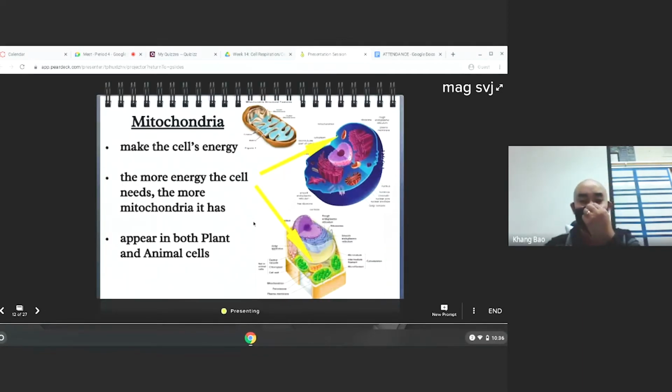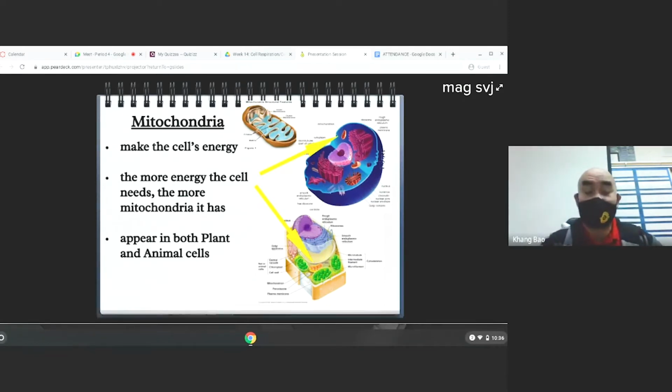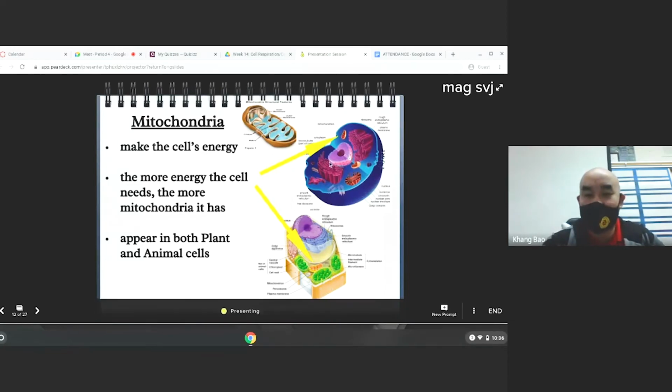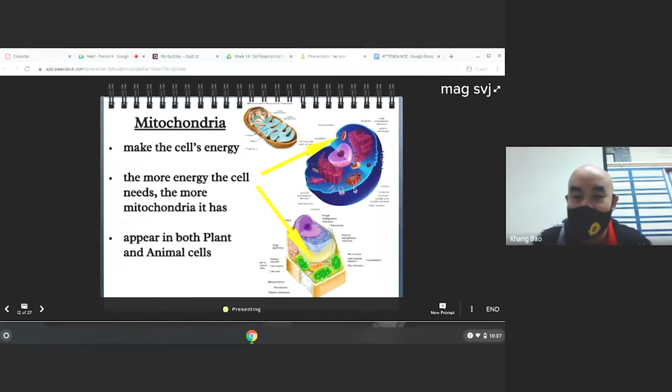The next organelle we want to talk about is called the mitochondria. You have to remember that mitochondria is found in both animal and plant cells, and this is where you make energy. This is an animal cell, by the way, because it looks round. A plant cell looks like a box, and there's a reason why it looks like a box, which we'll explain later toward the end of the notes. Plants have mitochondria as well.